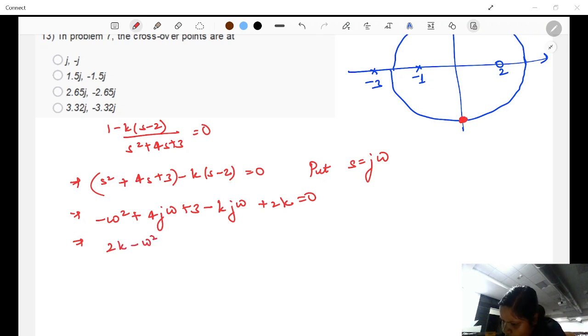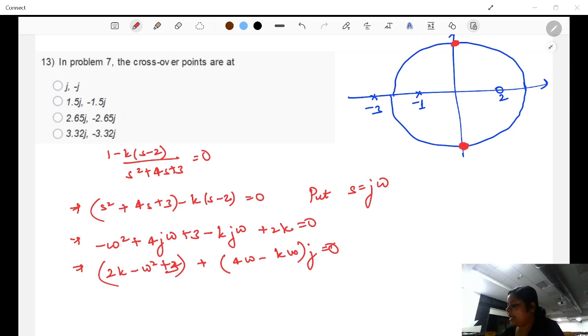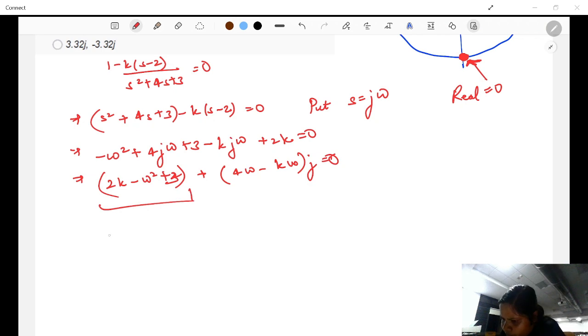2k minus omega square plus 3 plus 4 omega minus k omega into j is equal to 0. ठीक है, अभी हमको क्या पता करना है कि यहाँ पे ये पॉइंट क्या है जिस पे ये हुआ है. ये पॉइंट पता करने का मतलब कि रियल पार्ट शुड बी इक्वल टू 0. तो इसका रियल पार्ट को 0 करो.